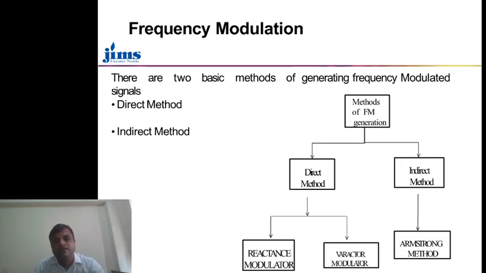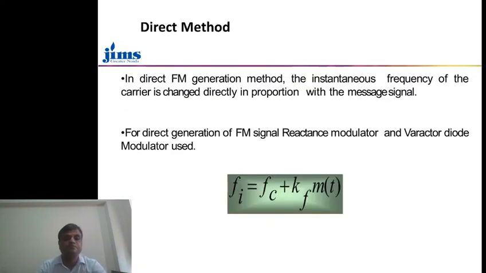So again, there are two methods, direct method and indirect method. In the direct method, there are two circuits that can be used: one is the reactance modulator and the other is the varactor modulator. In the indirect method, only one method is available, that is called the Armstrong method of FM generation.